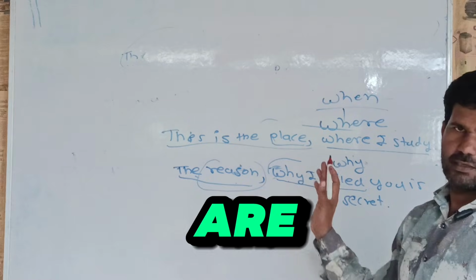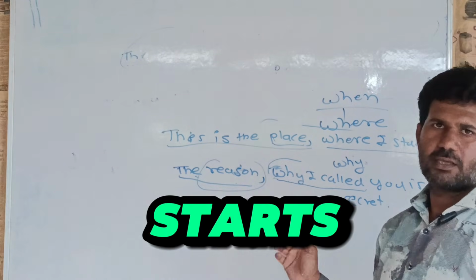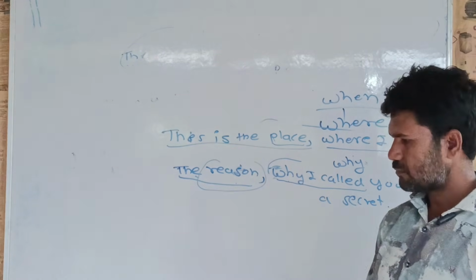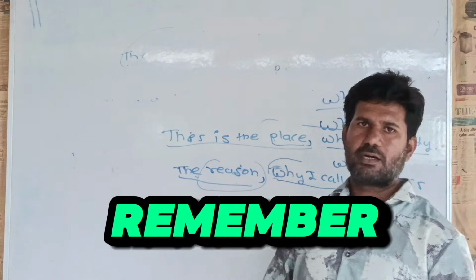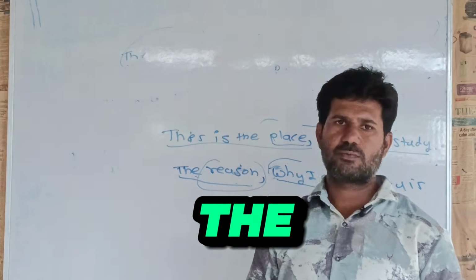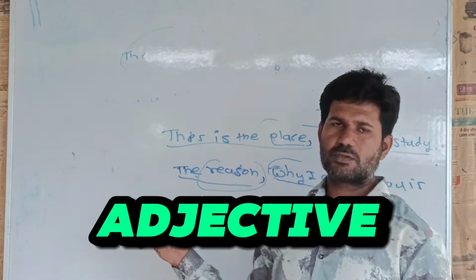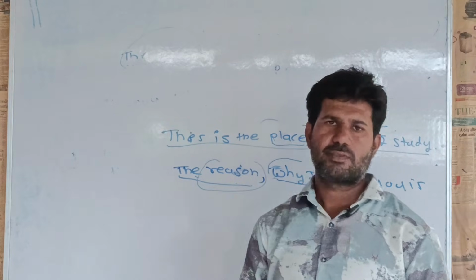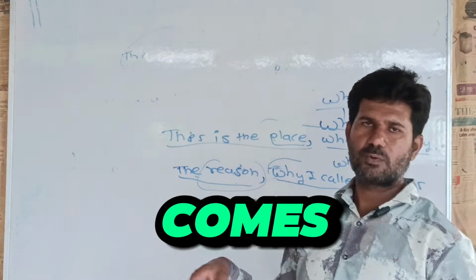So there are 8 words that start an adjective clause, and remember, an adjective clause only comes after the noun. An adjective can come before or after, but an adjective clause comes only after the noun.